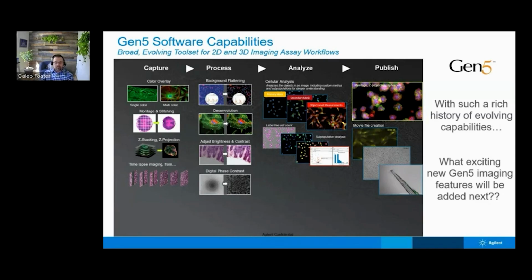Perfect, thank you very much for that. And our next question: do you anticipate the more simplistic cell models becoming obsolete over time?